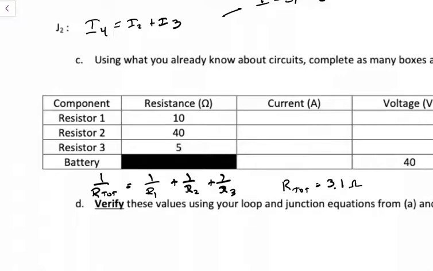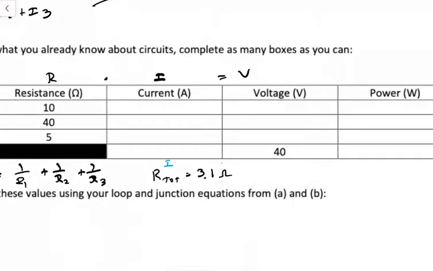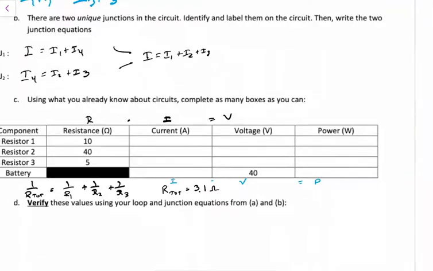And again, remembering that R times I is equal to V, and that I times V is equal to P. Okay? So I'm going to pause this video. I want you to fill this out and verify these, and then once you do that, we're going to verify if these values are correct using our junction equations.